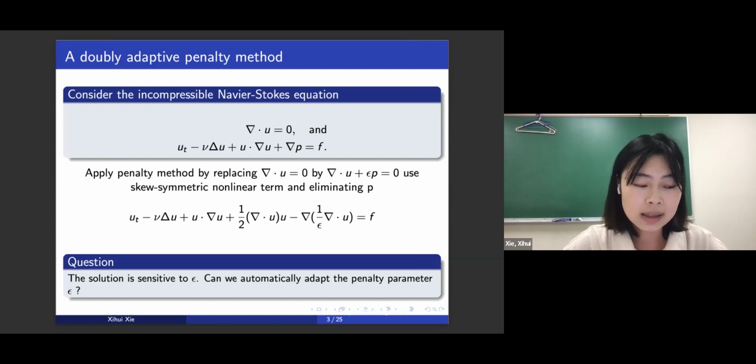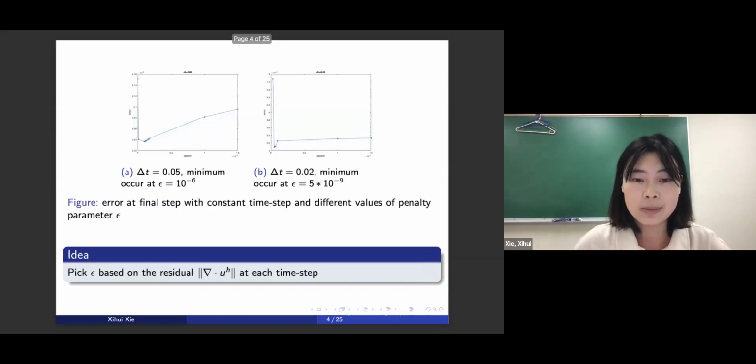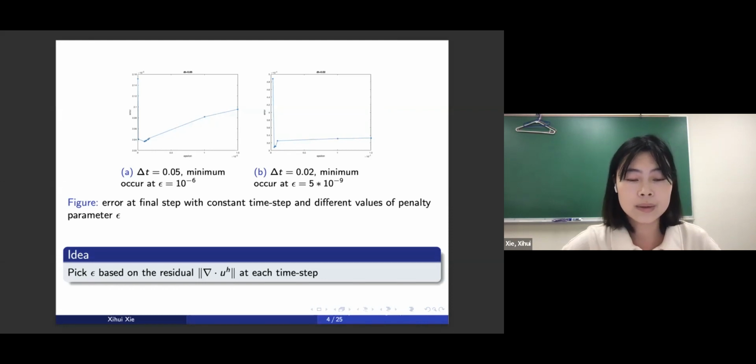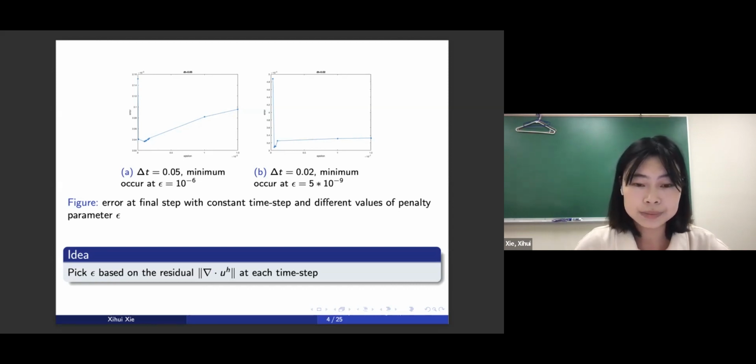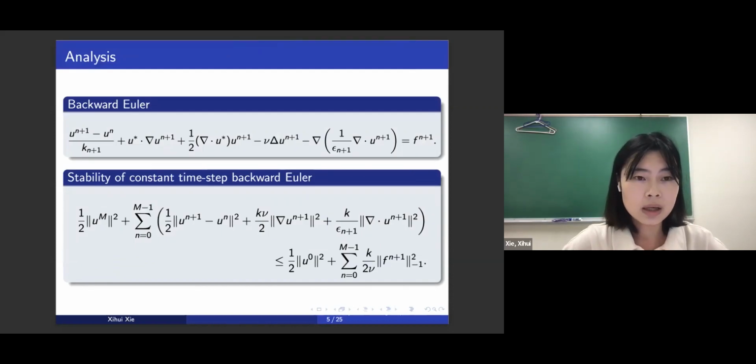So the question is, can we automatically adapt the penalty parameter epsilon for each time step? Our idea in this paper is very simple. We pick the penalty parameter based on the residual div u norm at each time step. All right. Okay, so here we first did the numerical analysis. We are using the backward Euler in this paper. So the first result is the stability of this constant time step backward Euler.